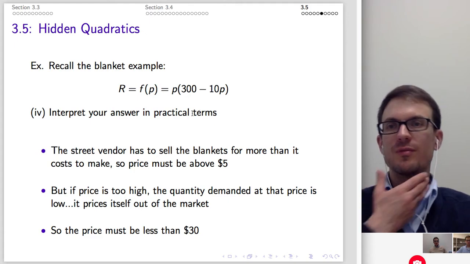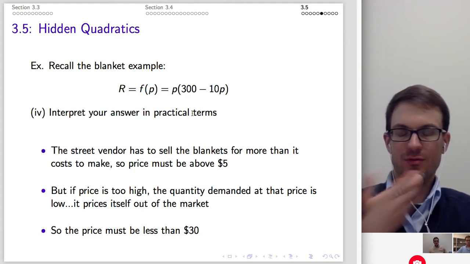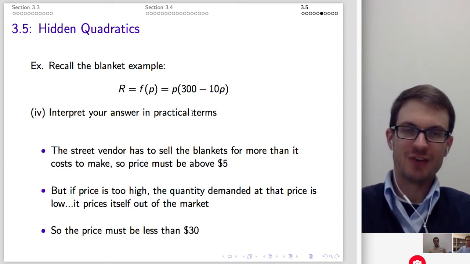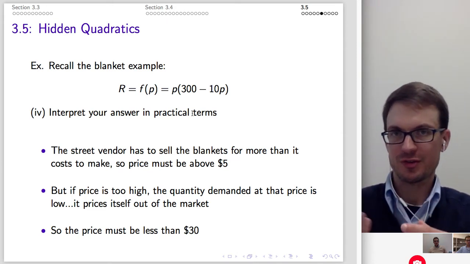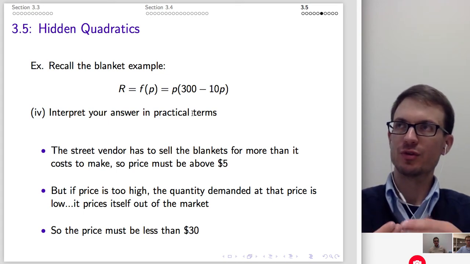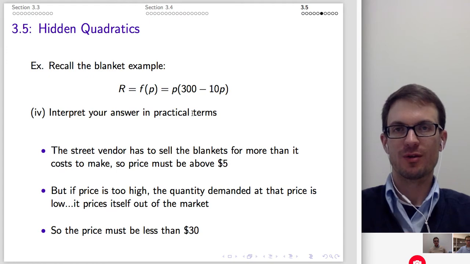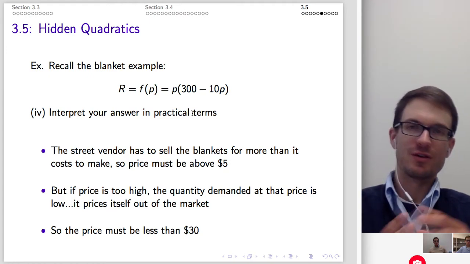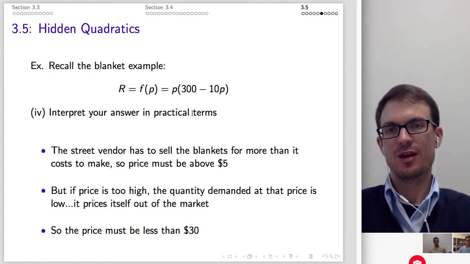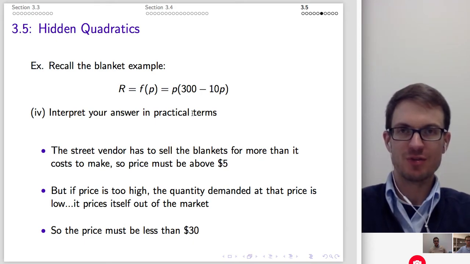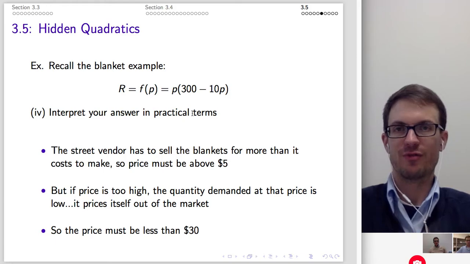Let's interpret the thing in practical terms. What does it mean that the price is between 5 and 30? Well, price has to be bigger than 5 because we have cost of 5. So if price is below 5, we're losing money on every unit that's sold. Right, so price has to be bigger than 5. What if price is bigger than 30? Well, if price is bigger than 30, then the price is too high. The quantity demanded at that price is going to be too low. People just don't want your blanket for $30. So the price has to be less than 30.